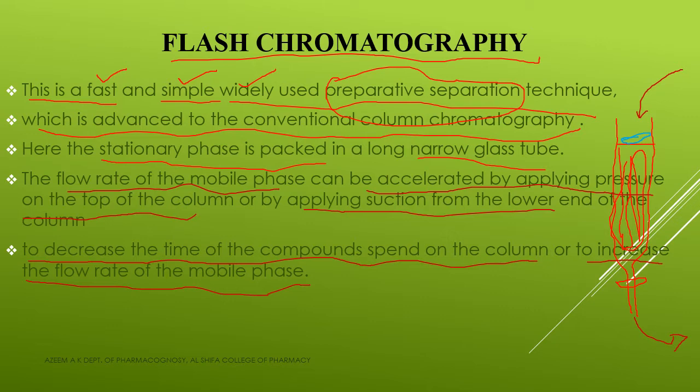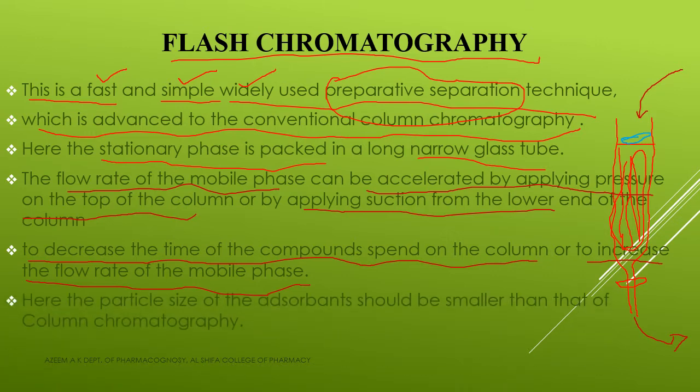And this is mainly done for the purpose of decreasing the time of contact between the isolate, meaning the compound which is going to be isolated, and the adsorbent. Or it is also used for increasing the flow rate of the mobile phase. So for that purpose only we are giving pressure from the top or suction from the bottom. Okay, so as we already told, this is an advanced version of the conventional chromatographic technique.